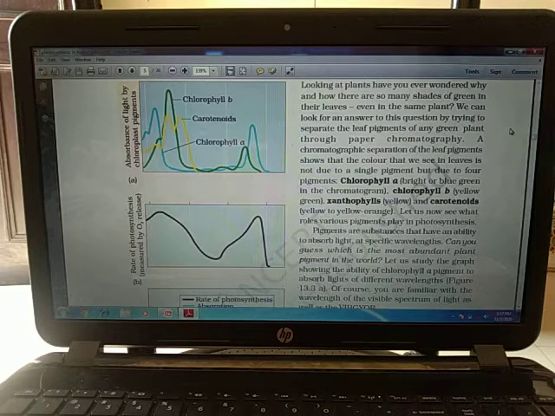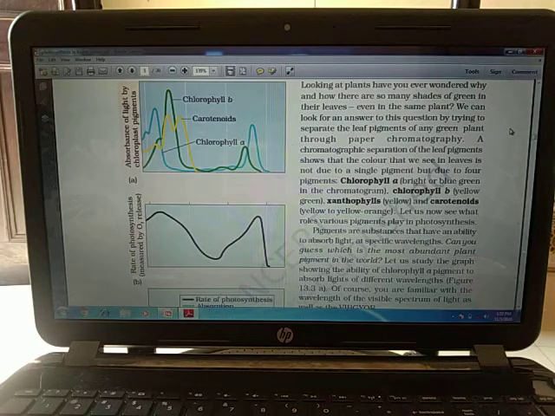By their color, carotenoids make flowers and fruits conspicuous to animals for pollination and dispersal. And the last one is that beta carotene produces vitamin A in animals. So this is about the carotenoids, their types and their functions.